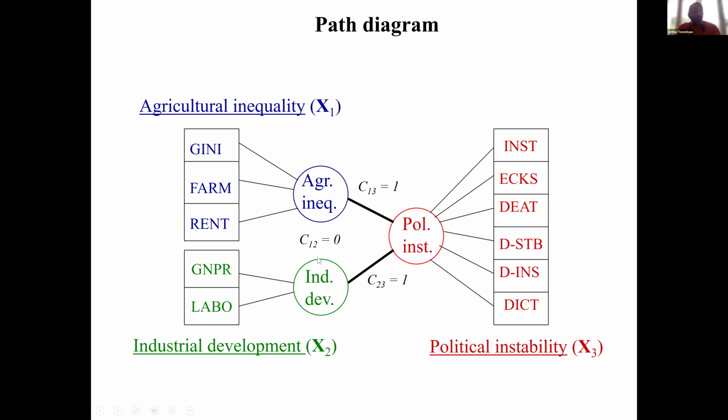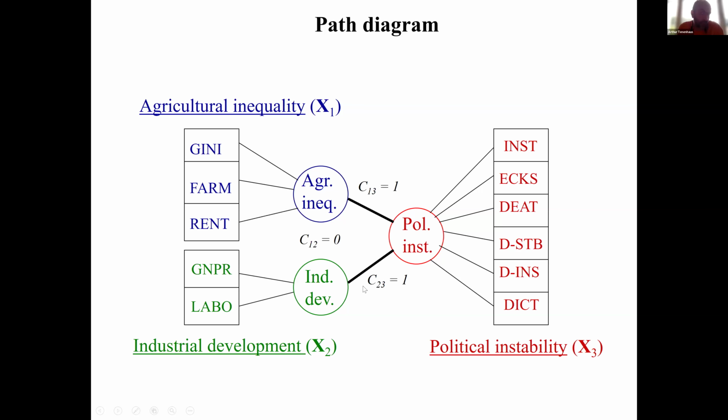Okay, and the idea is to say, I have a kind of network of connections between latent variables, between latent factors: agriculture inequality, industrial development, and political instability. So I have a network of connections, designed by the expert, proposed by an expert, and taking into account the fact that we have this network of connections, I want to estimate properly the latent variable, the latent factor, okay.